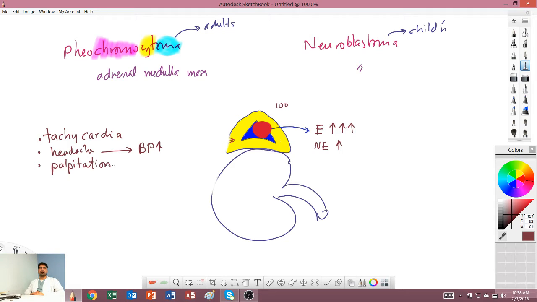So palpitation. You can have increased heart rate and not even know anything about it. The only time is when you take your pulse, you say, oh, my pulse is high. But with palpitation, you actually feel it. Okay? So tachycardia, headache, palpitation. Anything else?